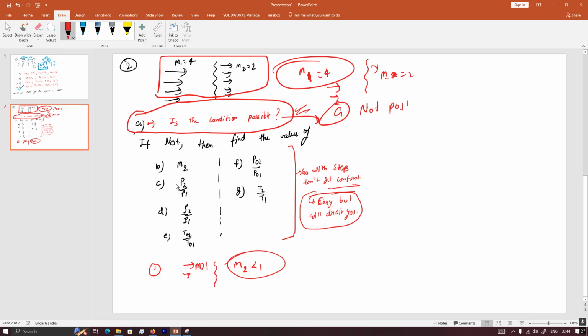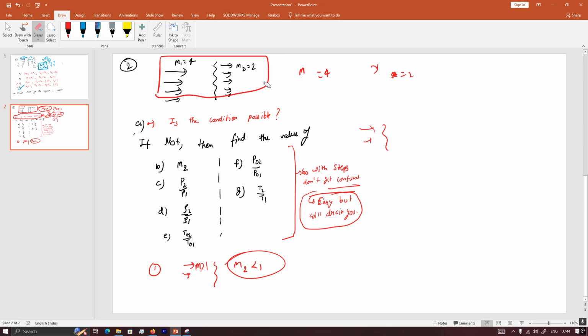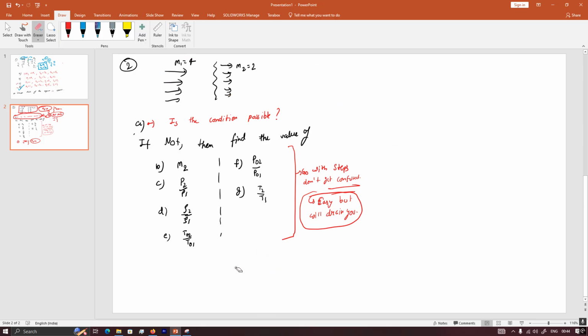And why is it not possible? Just give the reason: after crossing the normal shock wave, your Mach decreases to subsonic. Your Mach becomes subsonic. That is the cause why we are saying this case is not possible.